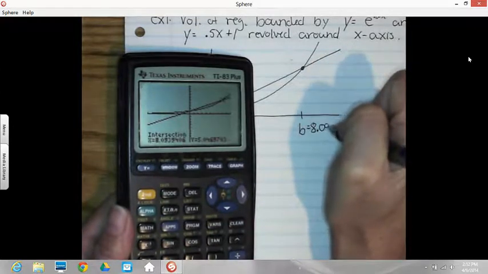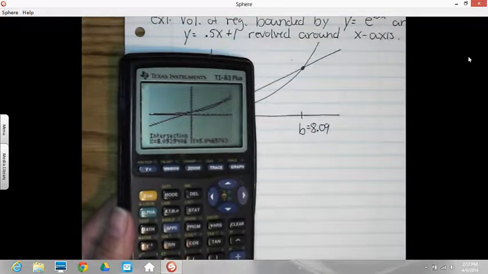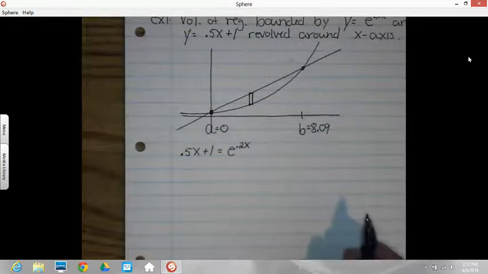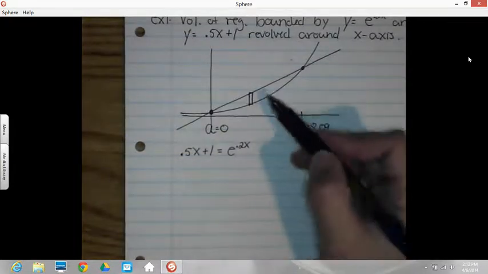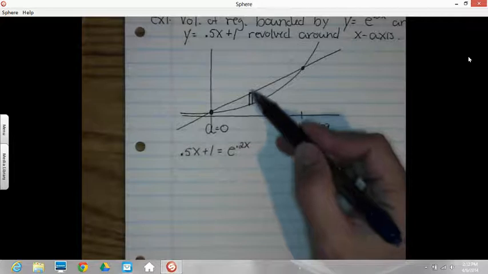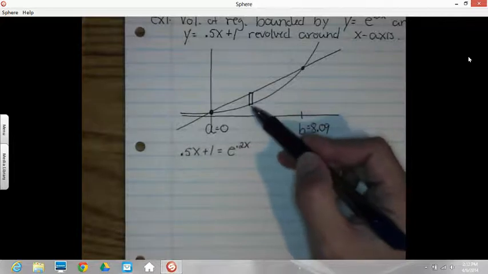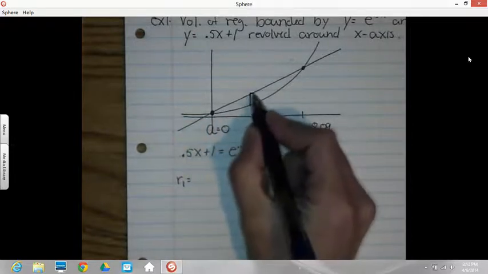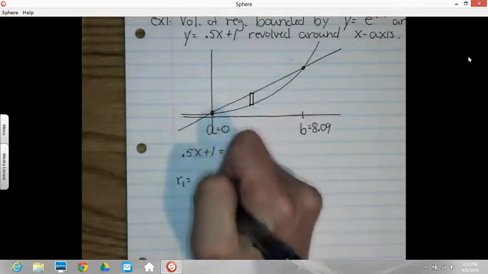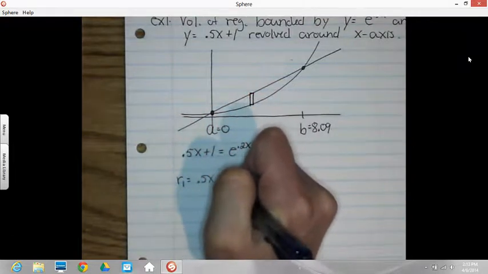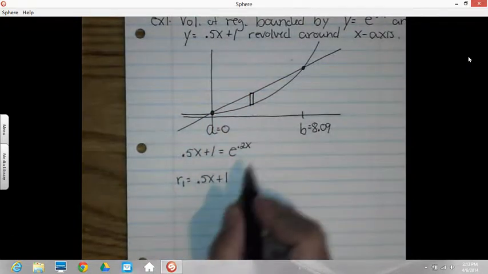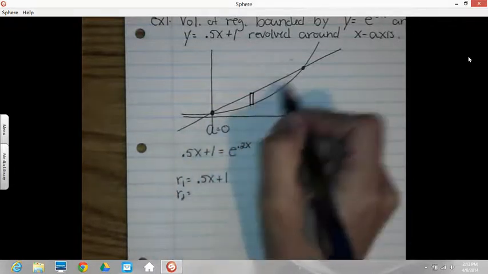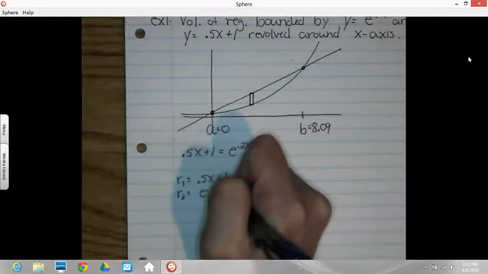Okay, so now I've got to determine my R1 because I've got this vertical rectangle. It's top minus bottom. So my R1 is the linear function, because that's on the top. That's my 0.5x plus 1. And I want it in terms of x, because I'm going to have x boundaries. R2 is the bottom one. That's my e to the 0.2x. Just defining those. If I had to rearrange them like the next one, I would have, but I'm good to go there. So now I'm ready to set up my integral.